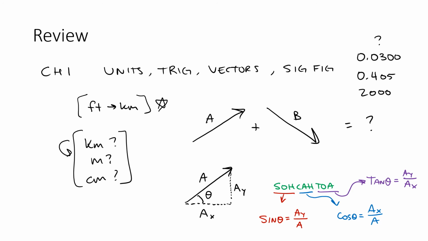We ignore the leading zeros. Then we say if there's a decimal point, we accept all of the trailing zeros. So if you got that, or if you didn't get that, you can go back to those sig fig rules.